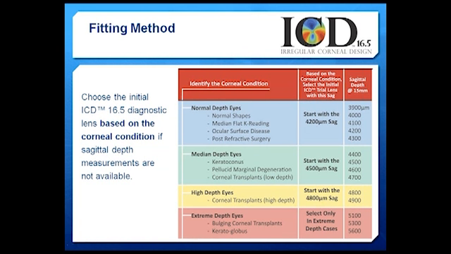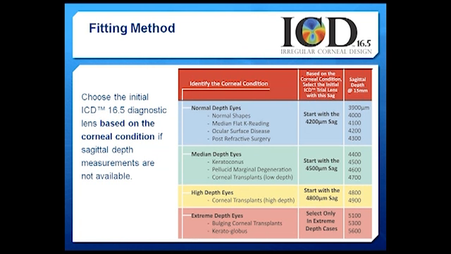Each ICD is measured in terms of its depth at the 15 millimeter chord. So for normal eyes, a 4200 is going to fit quite adequately. If you have a keratoconic patient, then you may want to look at the 4500 micron lens as a starting point. So going up to a higher depth from 4200 to 4500, because the keratoconic eye would have much more depth than the normal eye.